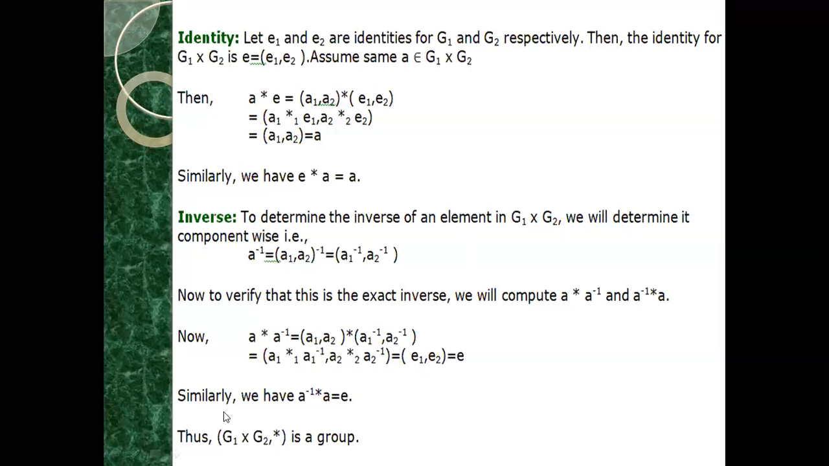Thus, here the Cartesian product G1 cross G2 under the binary operation star is closed, associative, and has an identity and inverses. From the closure property and the others, we say that (G1 cross G2, star) is a group. To prove that something is a group, we have to check all these properties. If one of the properties is not satisfied, then it is not a group.